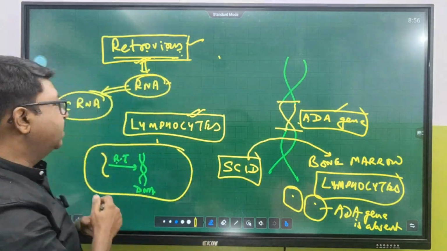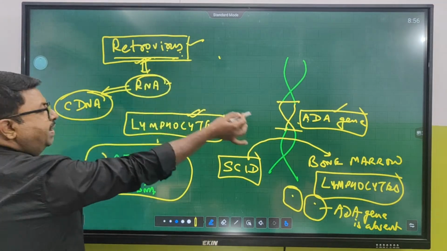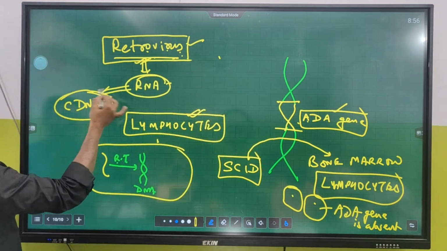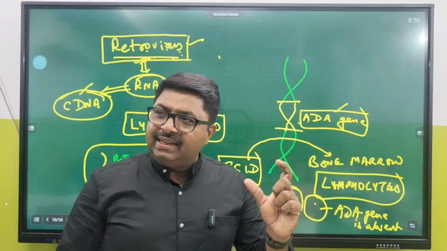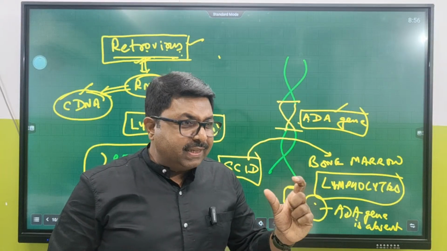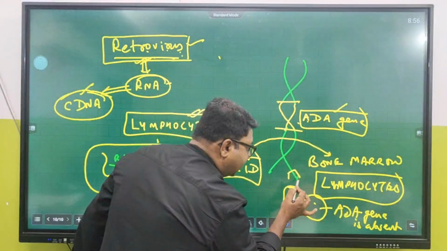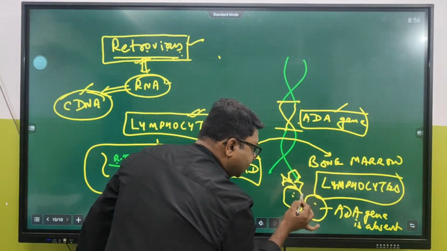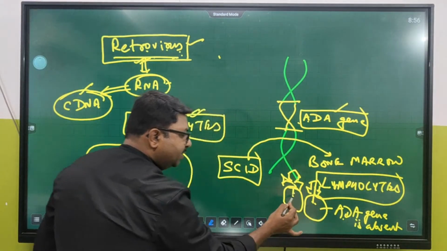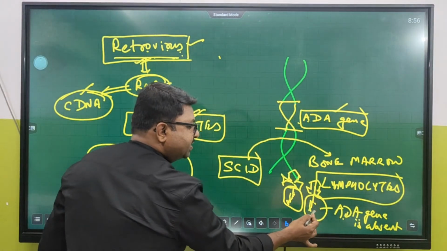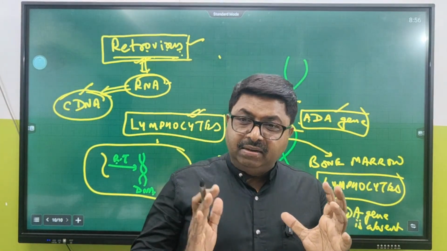cDNA. Why? Because it's a retrovirus, so the retrovirus is going to make DNA from RNA by reverse transcription. So that is called cDNA. And this cDNA contains the ADA gene. We have allowed the retrovirus to infect the lymphocyte cells which do not have the ADA gene. So it is going to introduce the cDNA inside them.